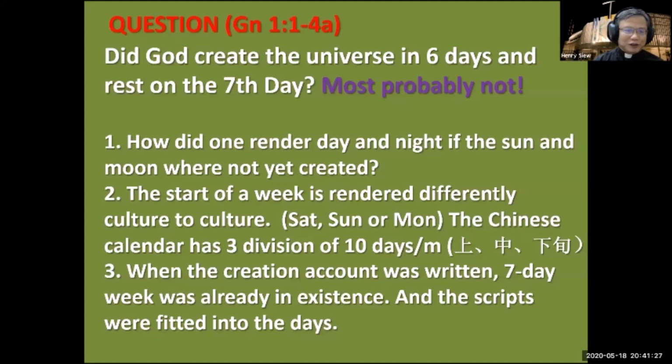Now another question is that the start of a week is rendered differently from culture to culture. What the Hebrew call the first day of the week is actually Sunday, and then Friday is the sixth day, and Saturday is known as the Sabbath, the seventh day. But for another culture, Monday is rendered the first day of the week. And in ancient Chinese civilizations, they do not have the 7-day week system. The Chinese calendar has 3 divisions of 10 days in a month. 10 days is called a xun. So they have the upper xun, middle xun, and lower xun. So that means 10 times 3, 30 days.